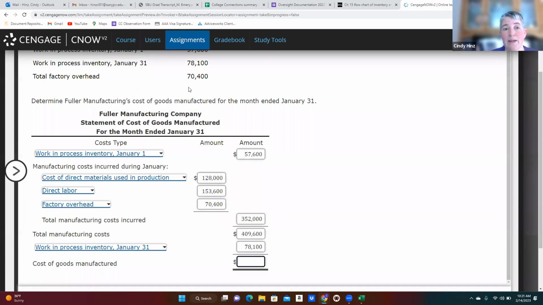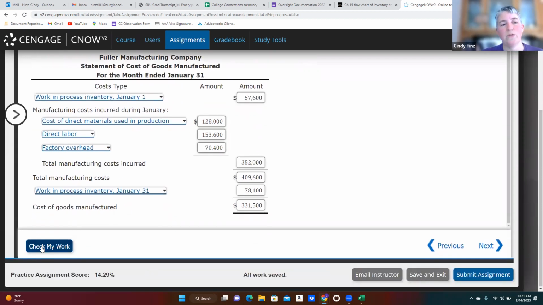And if we then subtract from that what we had left at the end of the month, and that's given in my exercise as 78,100, yours is slightly different, we're going to subtract that to get the cost of goods manufactured. And as I said, that cost of goods manufactured number is going to help us to calculate the cost of goods sold.